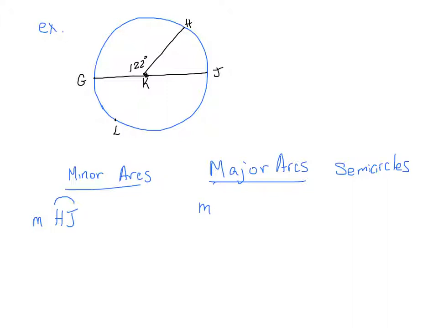So a major arc is HGJ. So semicircle we treat in the same way, and we have a semicircle right here, and we have one right here. So we need three letters to name a semicircle. So I'm going to pick the bottom one for now and work with the measure of GLJ.